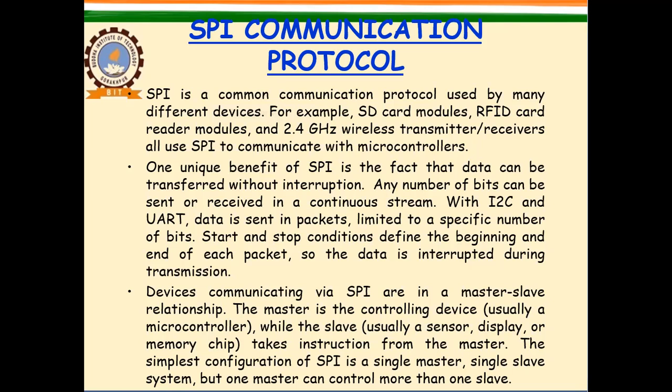SPI is a common communication protocol used by many different devices. For example, SD card modules, RFID card reader modules, and 2.4 gigahertz wireless transmitter receivers all use SPI to communicate with microcontrollers. So when we are communicating with these modules, they all use SPI.